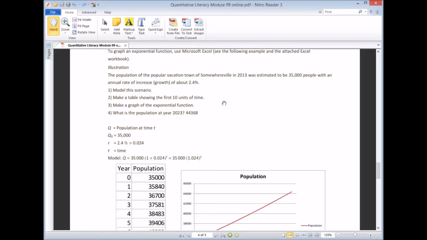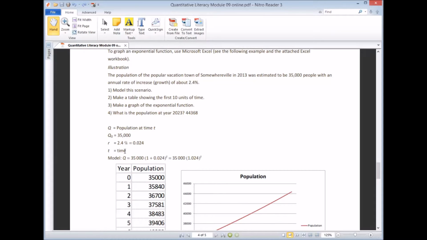So I know this is going to be an exponential function because I see the growth about 2.4% every year. So then Q will be the population at any time t, whatever the time in future. The initial population is 35,000. The rate is 2.4%, so I'm going to convert that to a decimal by dividing by 100. So 2.4% equals 0.024. And t is whatever the time we want.